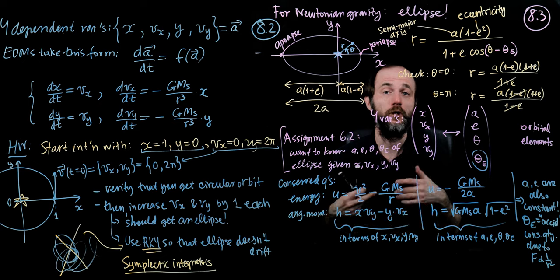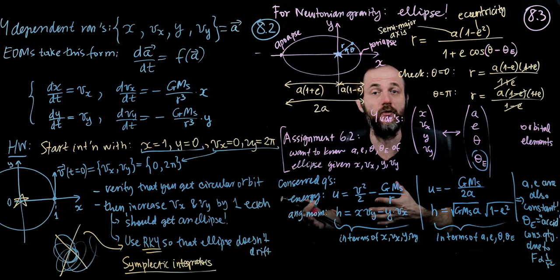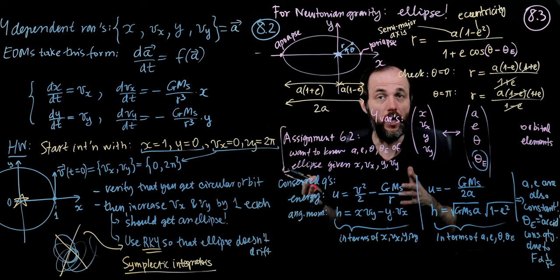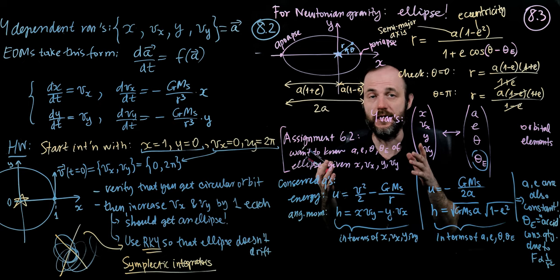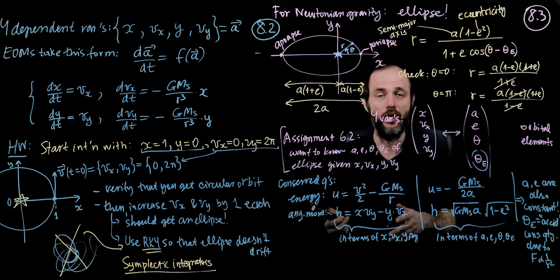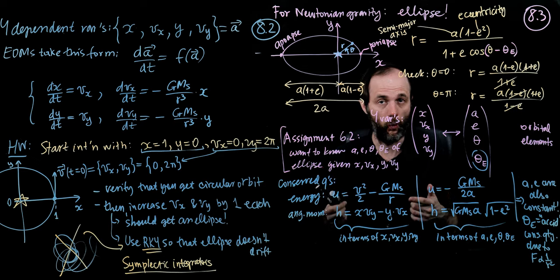This is precisely what will allow us to test how well our Runge-Kutta 4 algorithm is able to keep the ellipse in place, because if the ellipse precesses for Newtonian gravity, it is only doing so because of purely numerical reasons. And I discuss this more in the homework assignment.